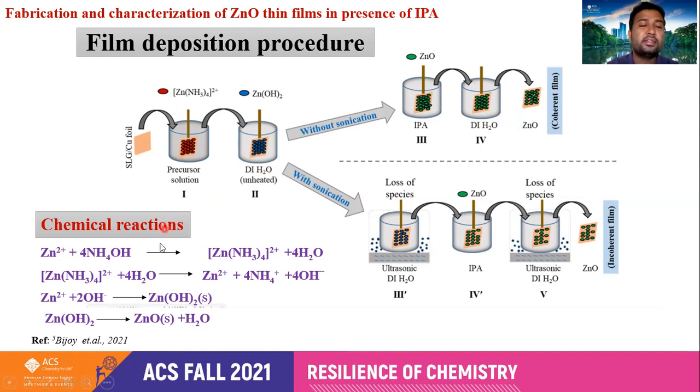And the chemical reactions in my procedure: when ammonium hydroxide is added to the zinc chloride solution, zinc ammonia complex is prepared, and this zinc ammonia complex gives zinc ion, ammonium ion, and hydroxide ion. This hydroxide ion binds to the zinc ion to form zinc hydroxide, and that zinc hydroxide is converted into zinc oxide when I dip into the isopropyl alcohol.